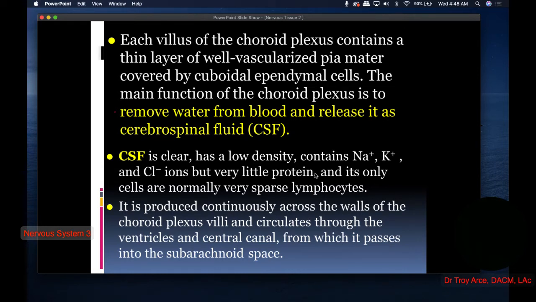And the cerebrospinal fluid is clear, has low density, contains sodium and potassium and chloride ions, but very little protein. And its only cells are normally very sparse lymphocytes. It is produced continuously across the walls of the choroid plexus villi and circulates through the ventricles and central canal, from which it passes into the subarachnoid space.